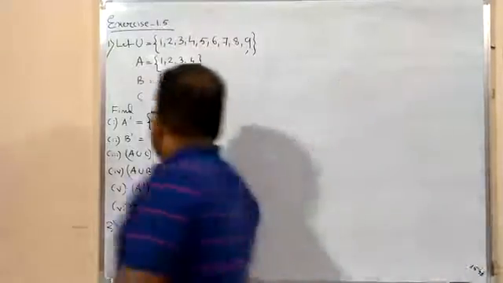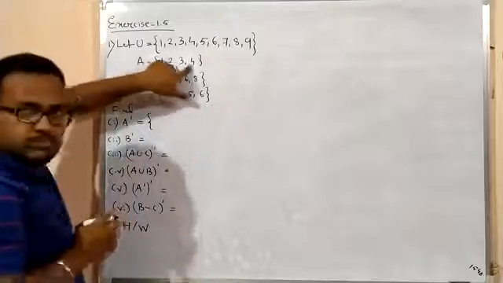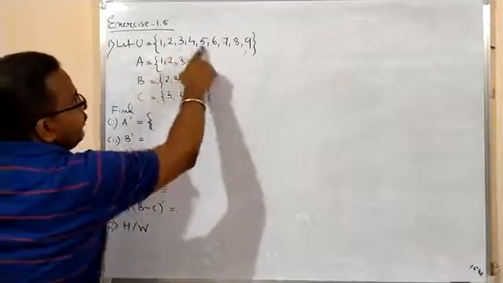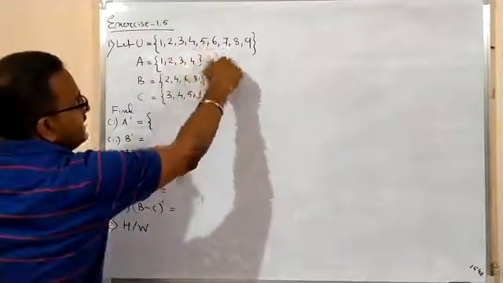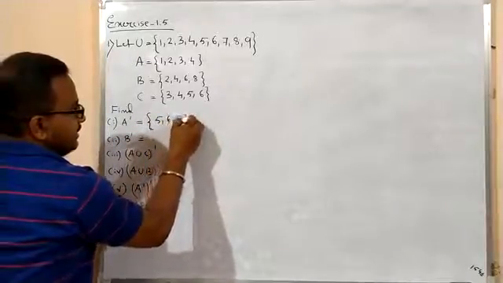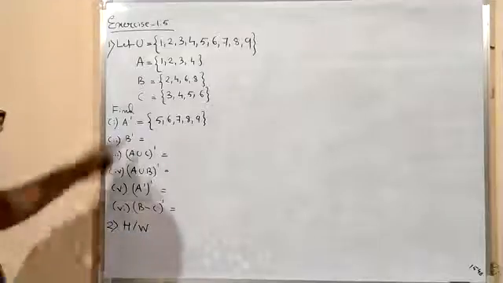So A complement will be, you are not allowed to write 1, 2, 3, 4, because these are elements of set A. So the A complement will be 5, 6, 7, 8 and 9. Done.